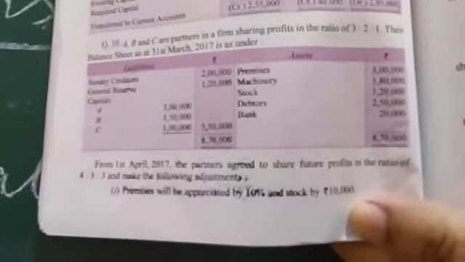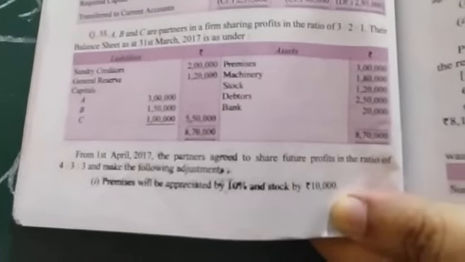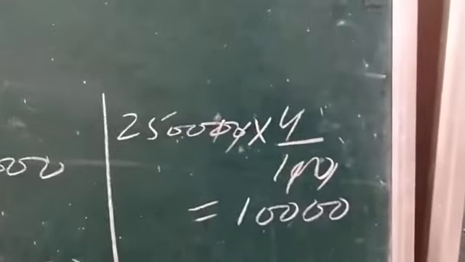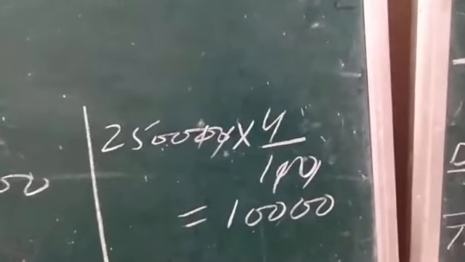Now, and stock by 10,000. By how much is stock increasing? By 10,000 rupees. Again, it will be shown on the credit side because the asset stock is increasing. Now, seeing the next adjustment, a provision for doubtful debt is to be made on debtors at the rate of 4%. See the figure related to debtors, it is 2,50,000. You need to just calculate its 4%. 2,50,000 into 4% will be 10,000 rupees.